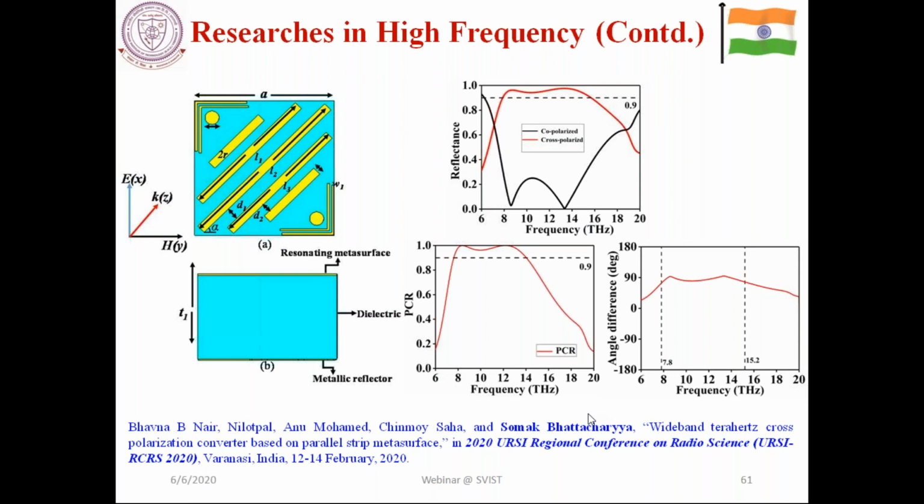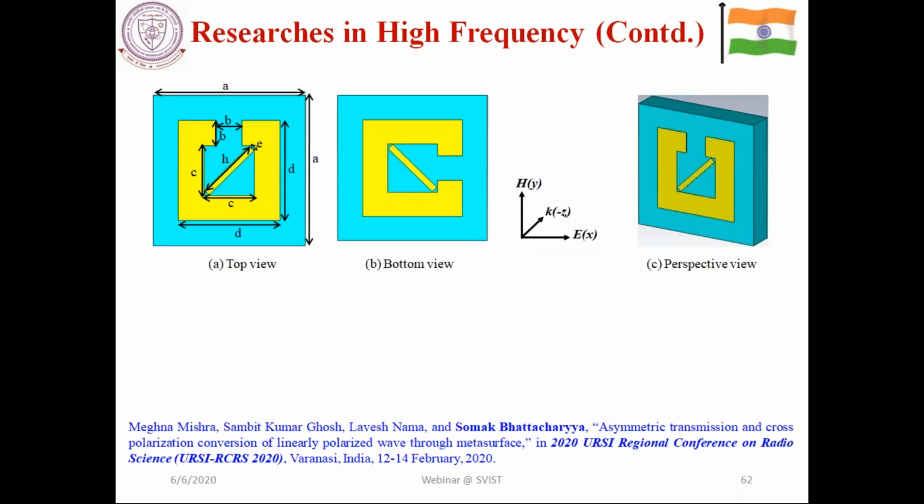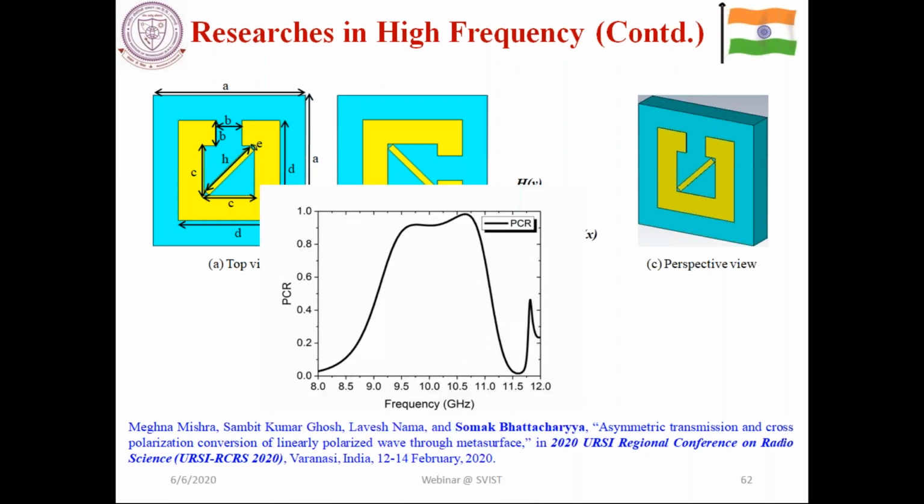And another student has also come out with a polarization conversion application, again in the terahertz domain. Here I am showing the polarization conversion ratio graph. What you can get is that over a wide range of frequency you can get a significant polarization conversion. So if I want to summarize in short, there are plenty of applications that one can carry out in the high frequency region. And it is very important because you can exploit the higher bandwidth over here so that you can have more number of subscribers.